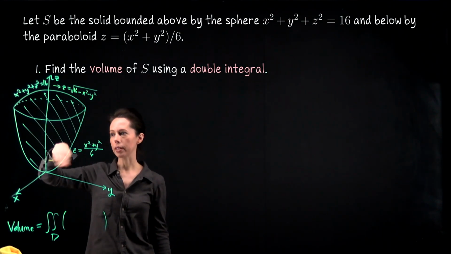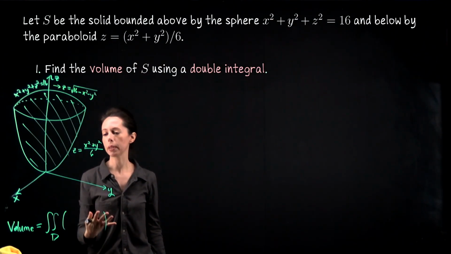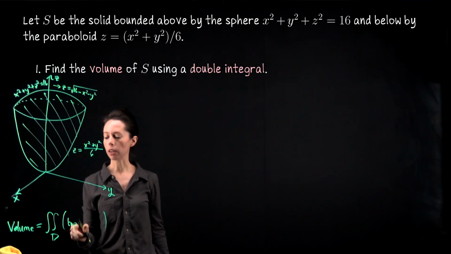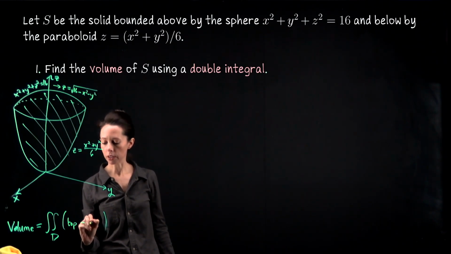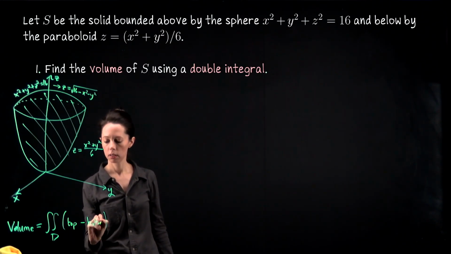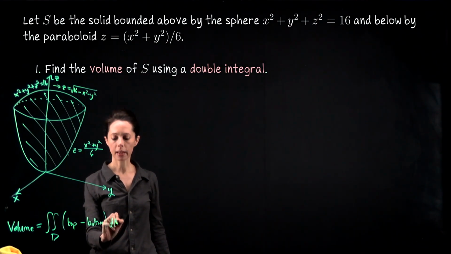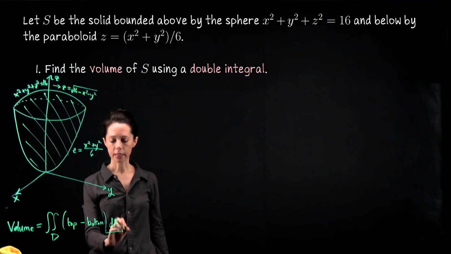The lower surface, this paraboloid opening upwards, is already written as z is explicitly a function of x and y. So we will have our top function, the square root of 16 minus x squared minus y squared, minus our bottom function. And then I'm going to integrate that with respect to the variables in the domain of integration. When I write dA here, basically I mean dx dy.